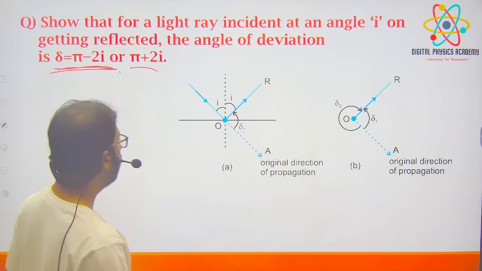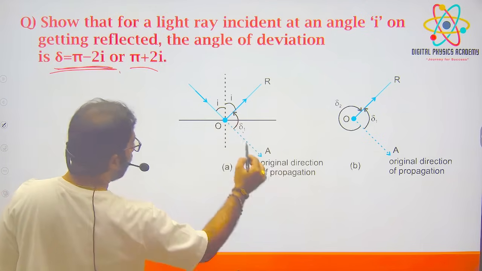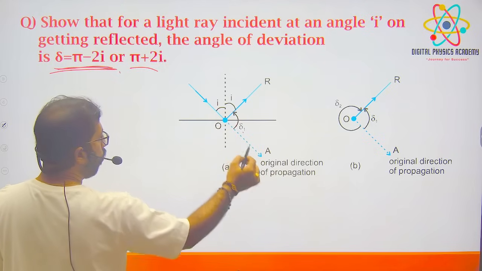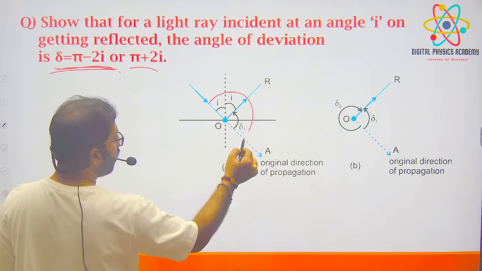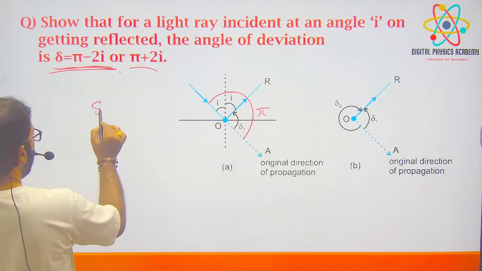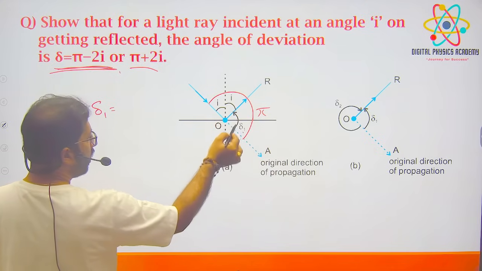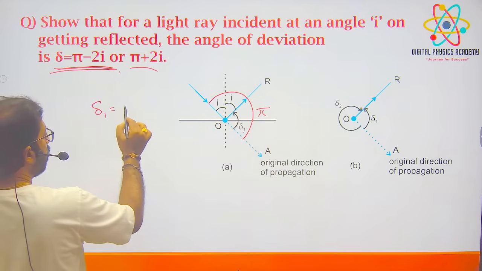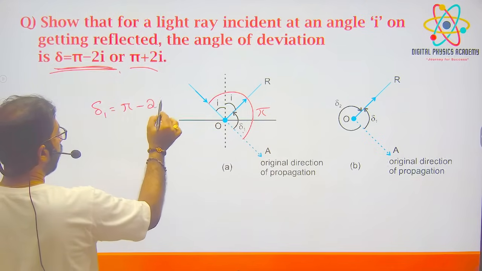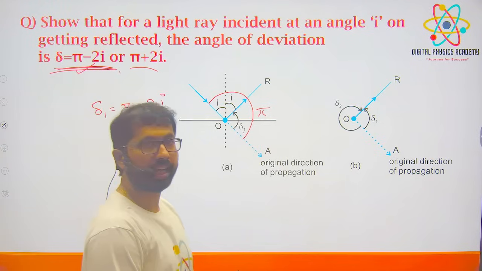Easy. You tell me, total straight line angle is how much? Total straight line angle is 180 degrees, which we call pi in radians, right? So delta 1, how to get? Total minus these two angles, if you separate, we will get this angle. So pi minus 2i. This is called the angle of deviation. Look, we proved pi minus 2i is the angle of deviation.